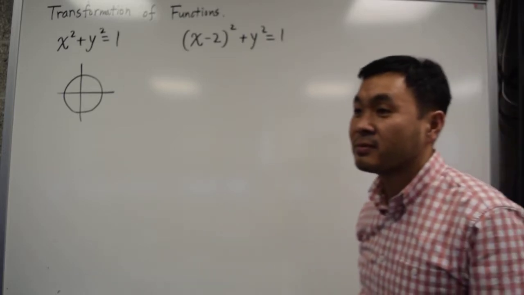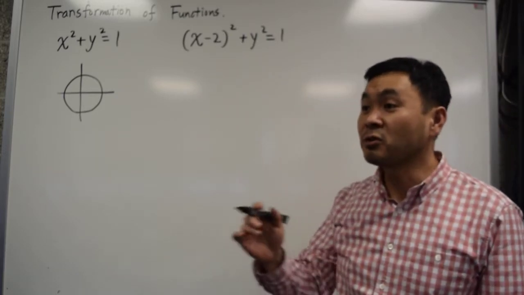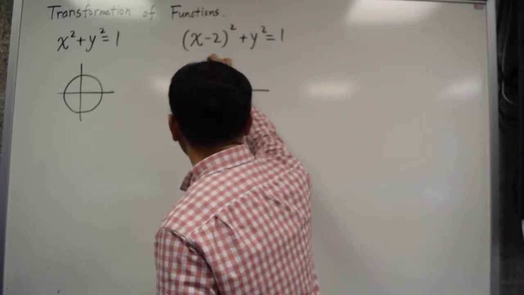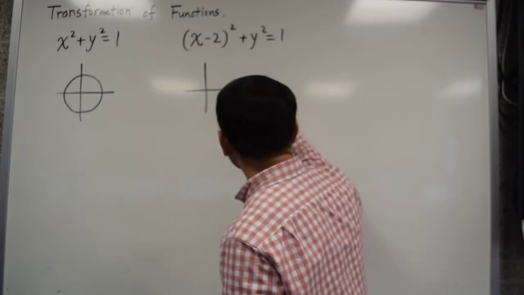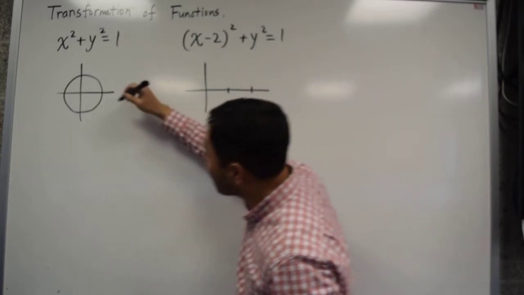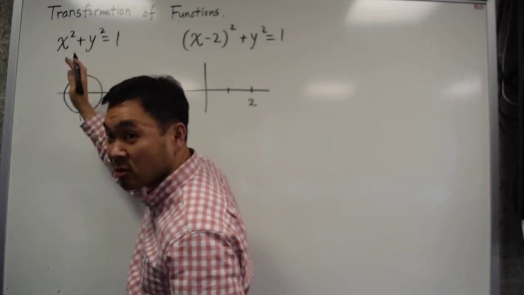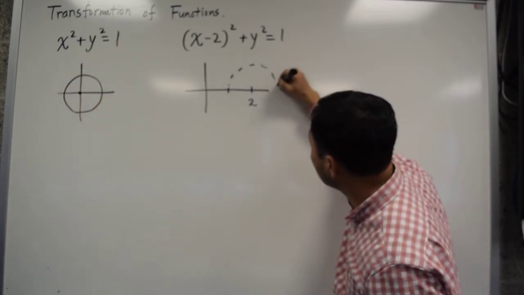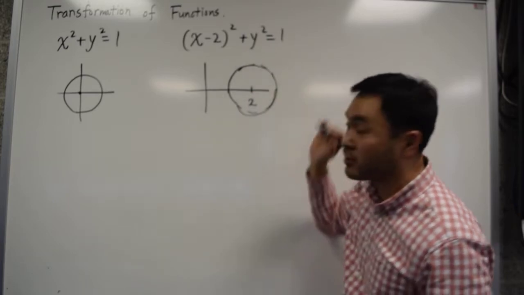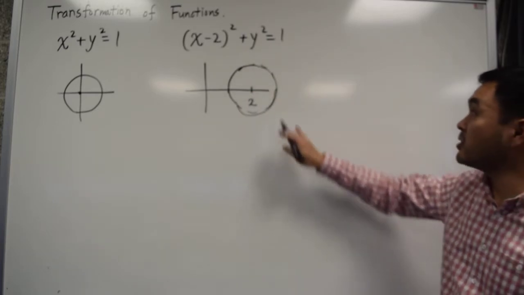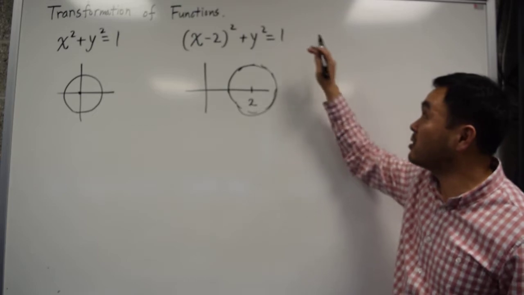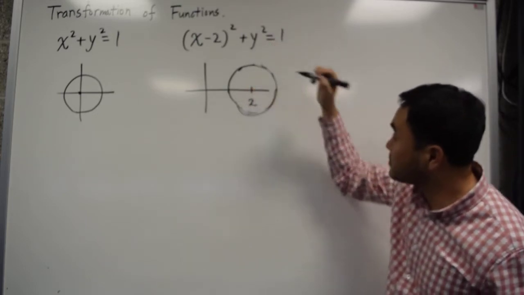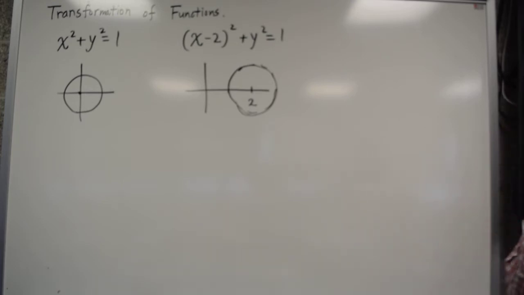Move to the right. Move to the right by how much? 2. So you're going to have 1 and 2, and that will be the new center because before the center was 0, 0. If you move 2 to the right, 2, 0 will be your new center, and that will be your new graph. This is the graph of this equation. It's not a function, but it's an equation. The equation has this graph.